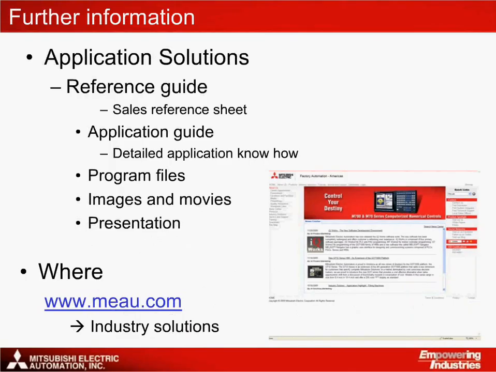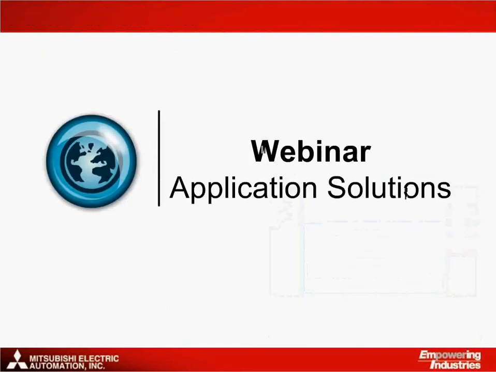For further information on the Mitsubishi Electric solution for gapping and indexing control, material can be found in 5 separate components: a double-page quick reference guide, a detailed application note, complete programming files, images and movies, and this presentation. All of this material is available on the MEAU website at www.meau.com. Just click on the Industry Solutions link to find your way to the material.